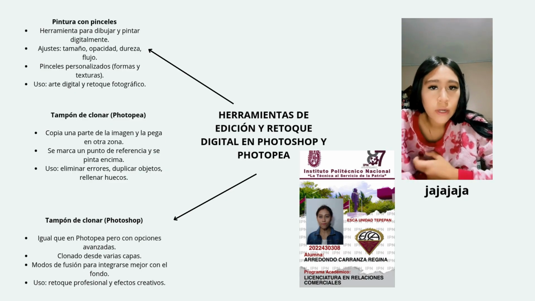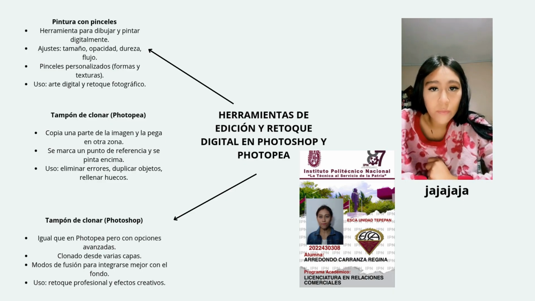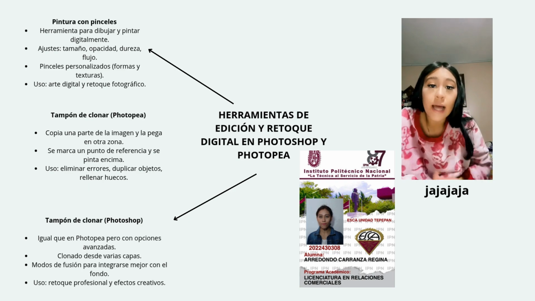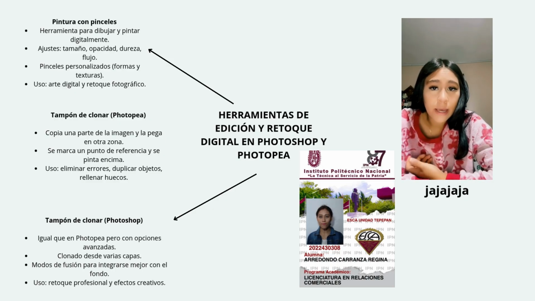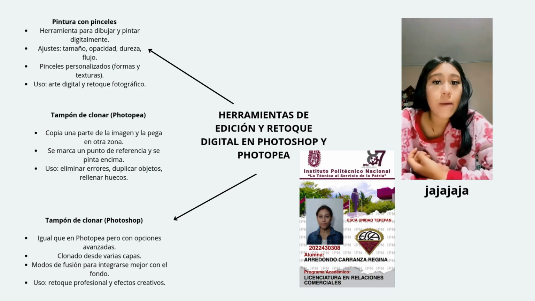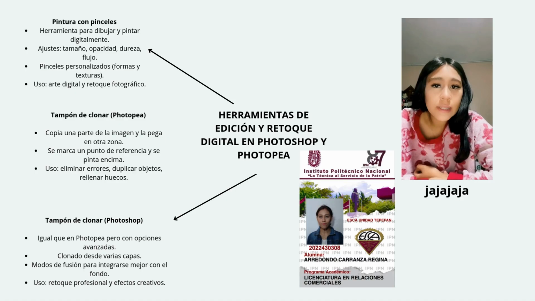What is it for? For example, if a photo has a stain on the wall or on a person, you can fix it with the clone stamp. You can cover it by copying another similar area. It can also be used creatively, such as duplicating flowers in a garden, making more clouds in the sky, or filling a gap in a texture. The most important thing is to be careful so the result looks completely natural.